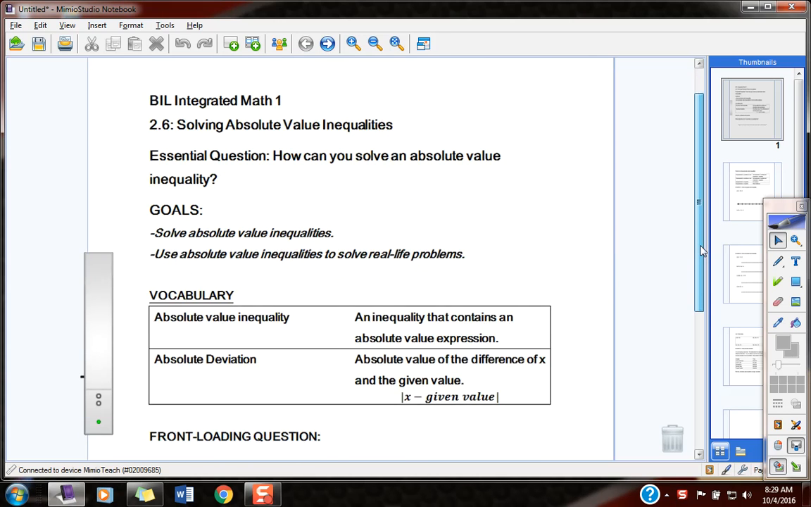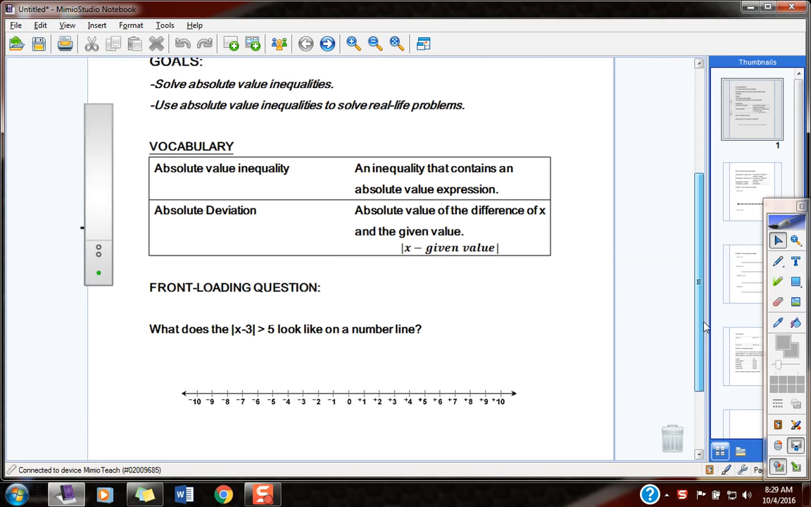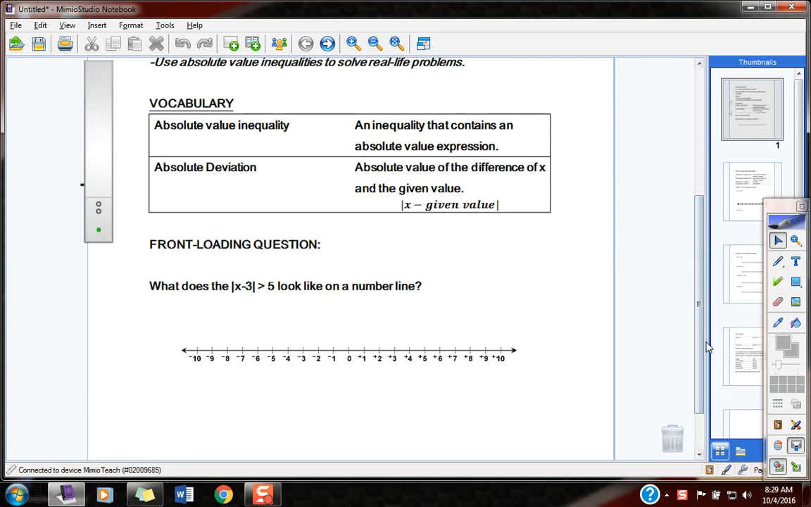So, let's jump down to the vocab here first and ask ourselves some questions here. What is an absolute value inequality? How about a volunteer to read that for me right here? Absolute value inequality. Volunteer to read that for me, please. Thanks, Lauren. Okay, an inequality that contains an absolute value expression.